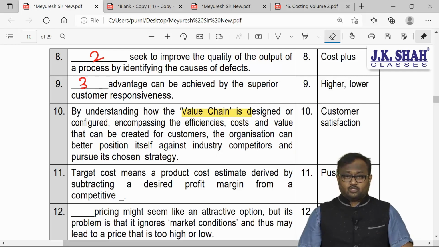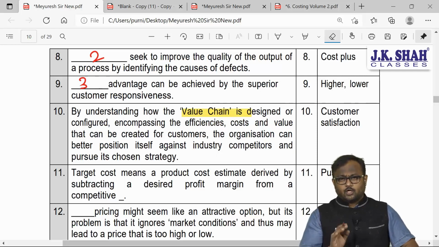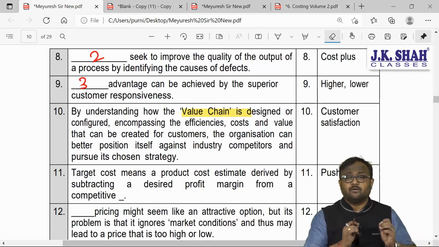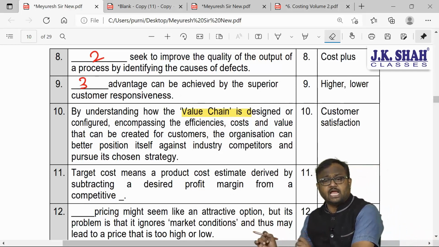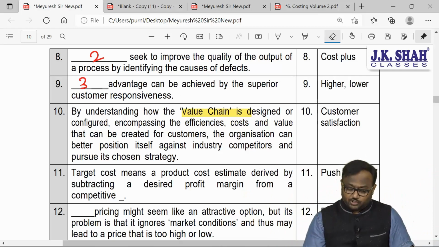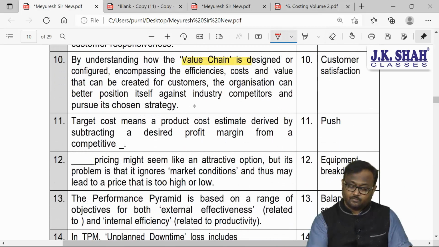By understanding how the value chain is designed or configured, you're going to the root level cause, finding out all the value chain, evaluating each and every aspect related to manufacturing, production, distribution, sales and marketing and after sales. So basically this is a generic evaluation that you're doing. So it will be generic.